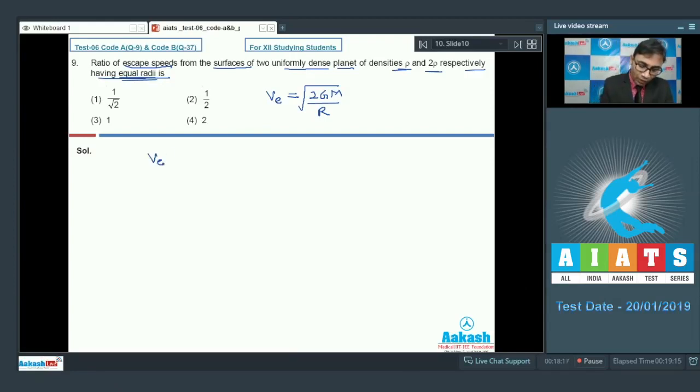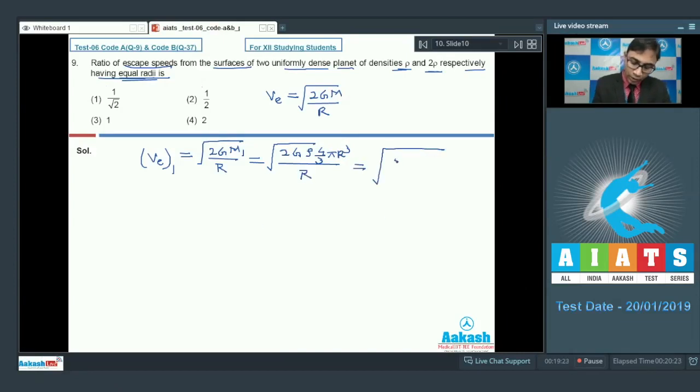So if I want to find the escape velocity from planet 1, that will be equal to root under 2G times the mass of planet 1 by the radius R. If I put the value of M1 in terms of the density, we will get 2G into rho into 4 by 3 pi R cube divided by R. That will give you the square root of 8 by 3 G rho pi R square. This is our escape velocity from planet 1.